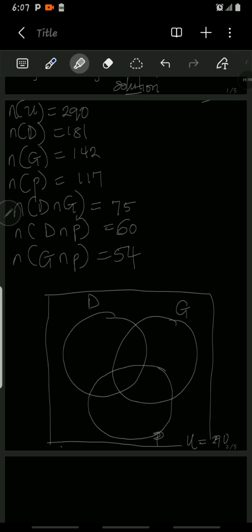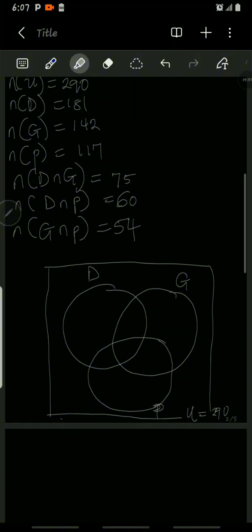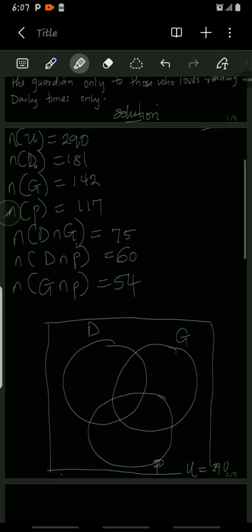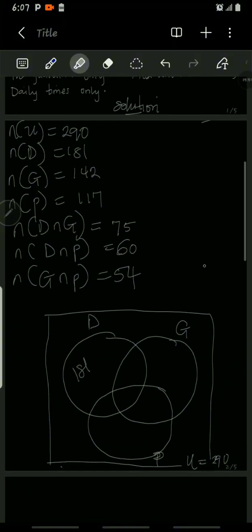Now let's put the values given to us in this Venn diagram. You notice that this Venn diagram I'm drawing is my rough sketch. That is, this is where I'm interpreting the whole question. Now for the D, I was given 181, so I'm going to put 181 in the circle for D. So I'm going to drop it here. Okay, so Guardian is 142, I'll drop it here.